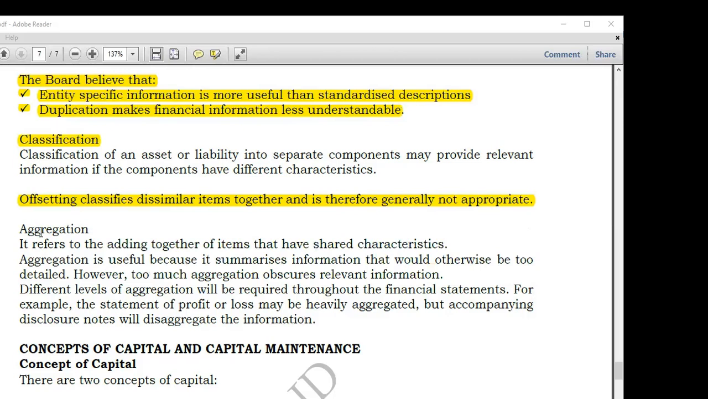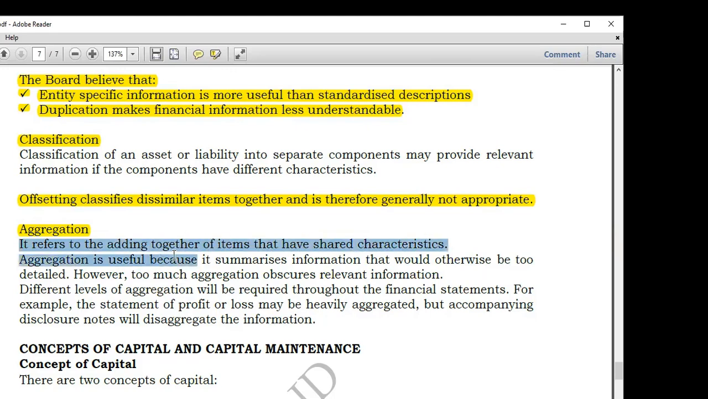And then you have something called aggregation. Now, aggregation is a combination. Maybe you have several assets where you say, oh, let me put this asset as a single line item. We say that it refers to the adding together of items that have shared characteristics. Let's say you have property, the standard called IAS 16, property, plant, and equipment. We usually put them as a single line item because the standard allows it, right?